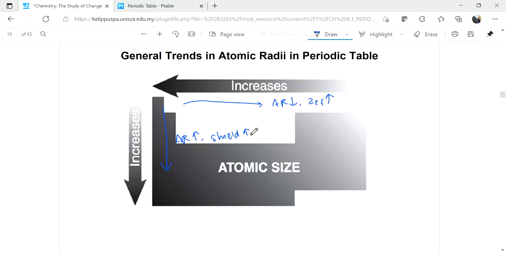So what is the shielding effect? What is the ZF, the effective nuclear charge? What is the definition of the shielding effect? What is the definition of nuclear charge? These two you have to know.